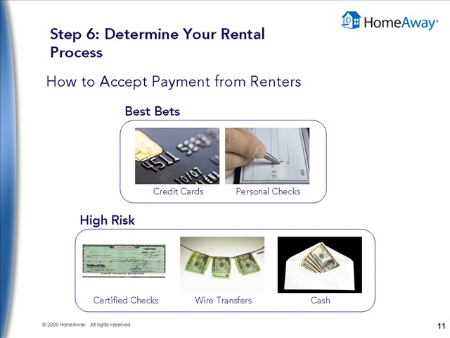Certified checks, wire transfers, and cash are the most high-risk methods of accepting payments. Certified checks and wire transfers are commonly associated with fraud and scams. So unless you're doing a bank-to-bank wire transfer that's traceable, we advise against this. And cash is dangerous because obviously, if you mail it, anyone can find it and claim it.